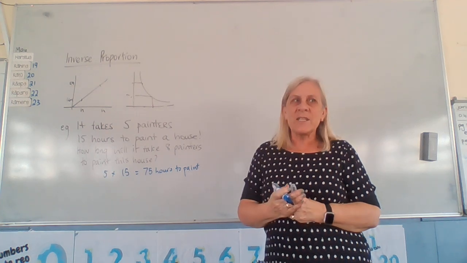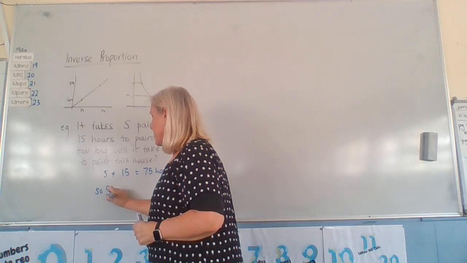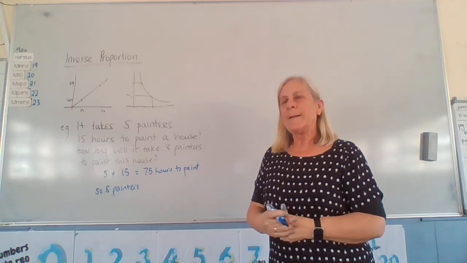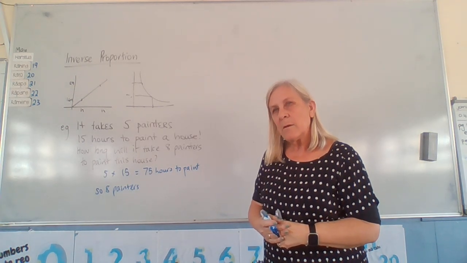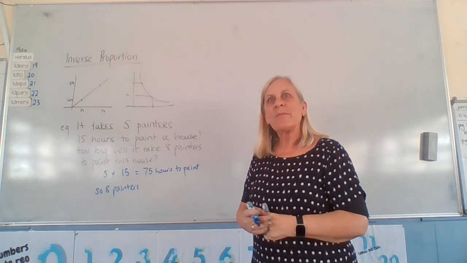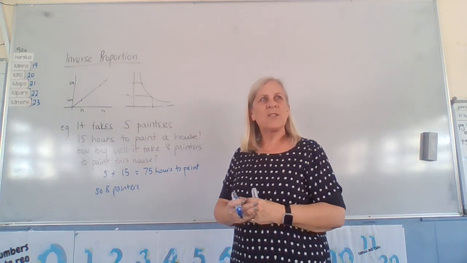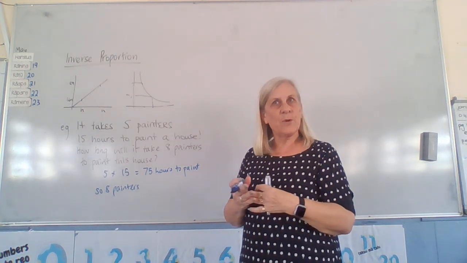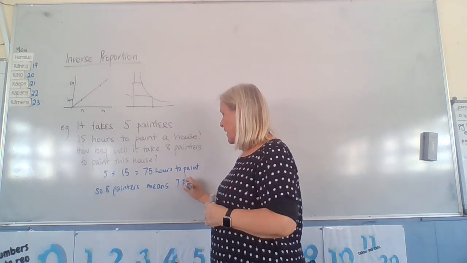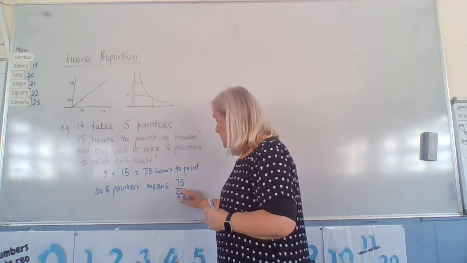So if we've got 8 painters, what will we do next? Eight times, nearly. 8 times what paints the house? 75. Right? So what will we have to do? What operation will we have to do? It means the house, for 75 hours, needs to be divided up by those 8 people. So we're going to divide by 8.